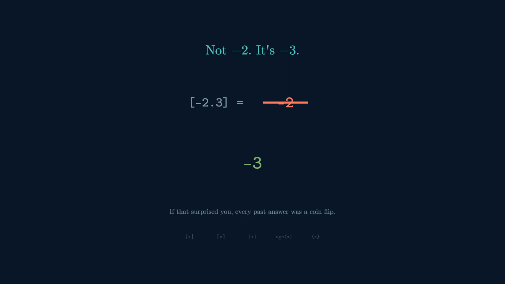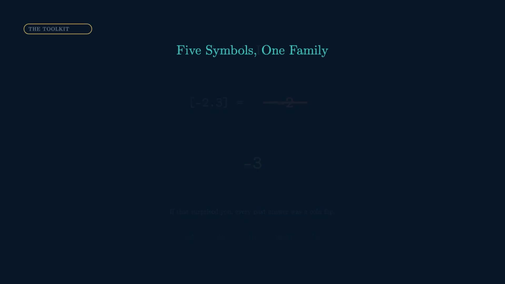And if that caught you off guard, here's the uncomfortable bit: every greatest integer question you've ever attempted was basically a coin flip. You got the positives right and the negatives by luck. Same trap hides in all 5 of these symbols. So here's your toolkit. 5 symbols.